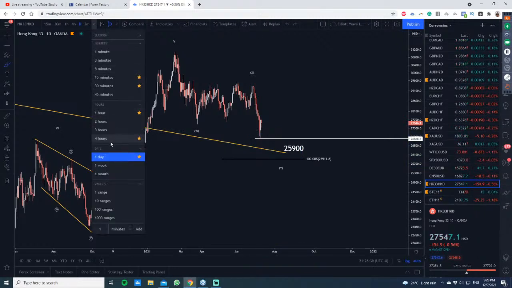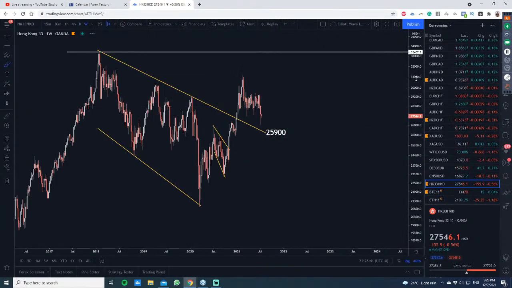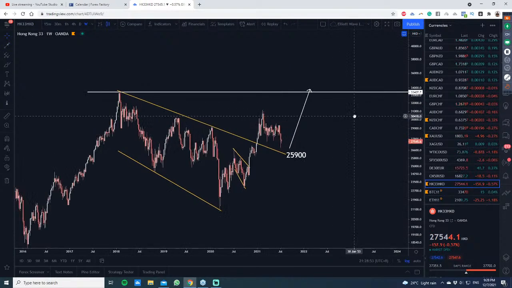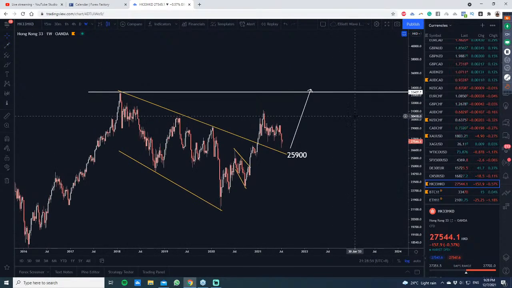My view for Hang Seng is that you can see the upside potential is somewhere from 25,900 to maybe about 23,400, which is the previous high. There's a good opportunity we can get that, and depending on how the market develops moving forward, it can even break a new high and continue higher. So if you're looking for some exposure in Asia, you can focus on Hang Seng.